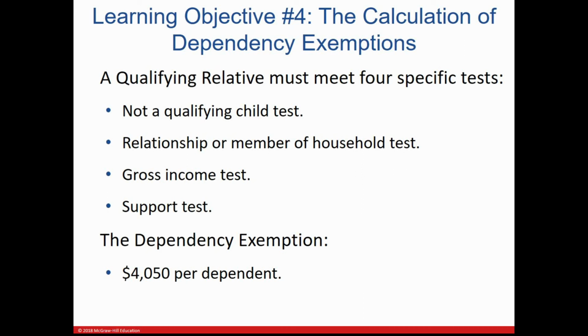So who is a qualifying relative? To be considered a qualifying relative, I mentioned earlier you can't be a qualifying child, but also there's a test regarding the relationship or member of the household. So a qualifying relative must be a member of the taxpayer's household for the entire year or be related to the taxpayer. Only certain persons are considered related to the taxpayer then.